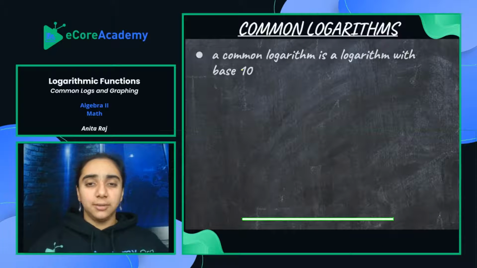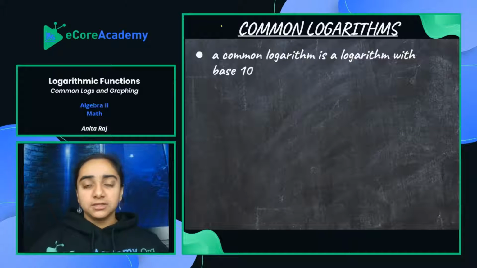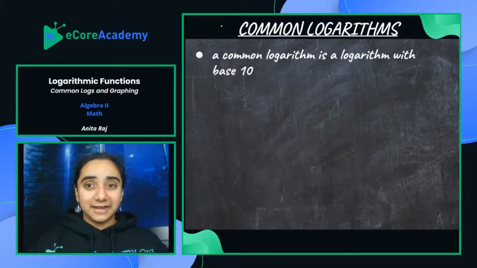Let's first talk about common logarithms, like I promised. Simply, a common logarithm is also called a decadic logarithm, I think that's how you pronounce it, and a decimal logarithm. You might also hear it by those names. It's basically just a logarithm with base 10.